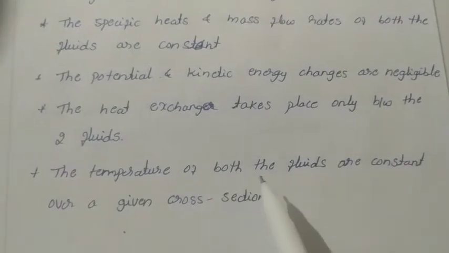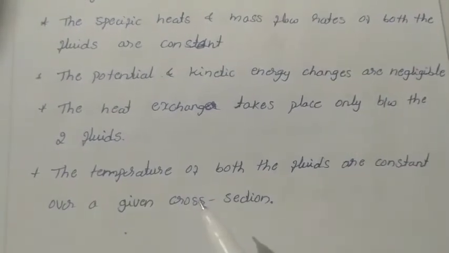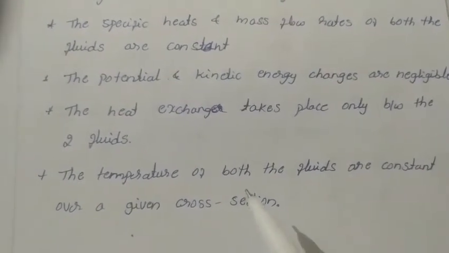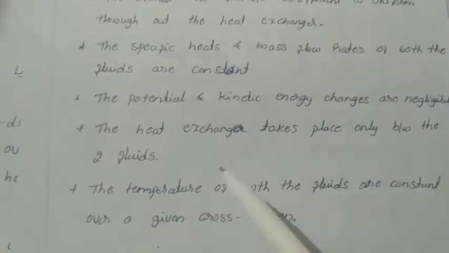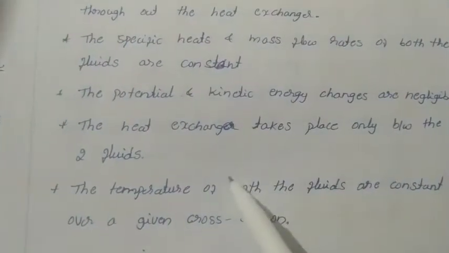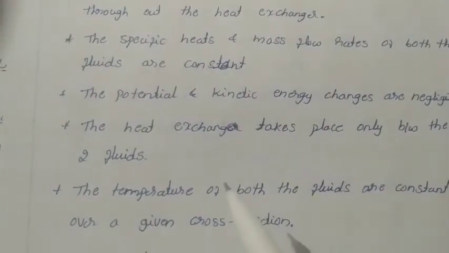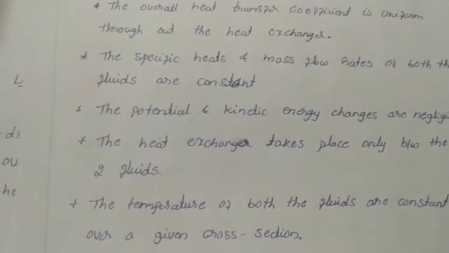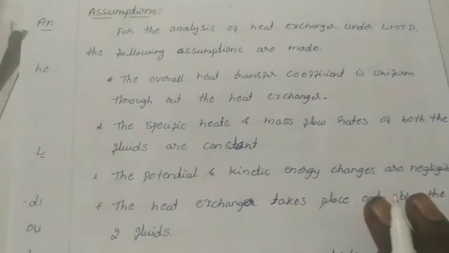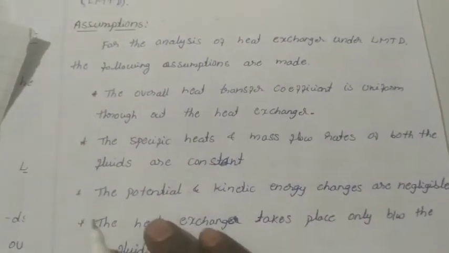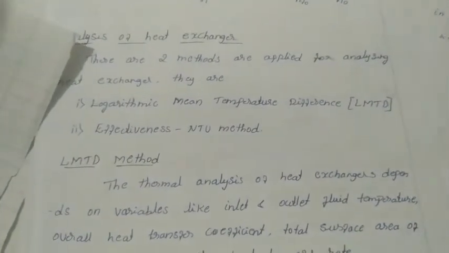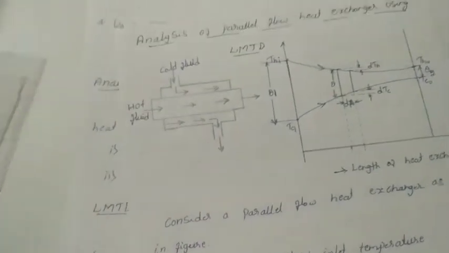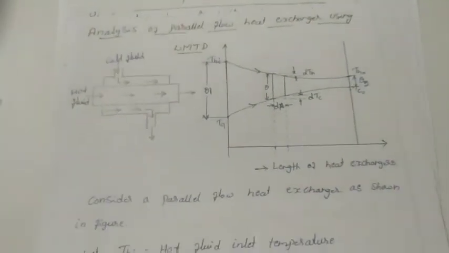The temperatures of both fluids are constant across a given cross section. Suppose you take any position along the length of the heat exchanger, the temperatures of the fluids are constant. So these are the assumptions that have to be made before the analysis of the heat exchanger. Now we go for the first one, which we call the analysis of the parallel flow heat exchanger.